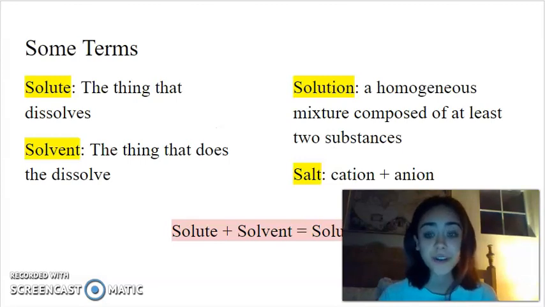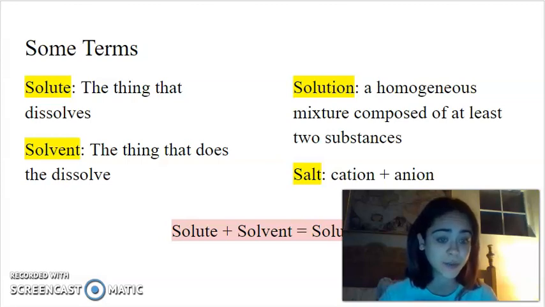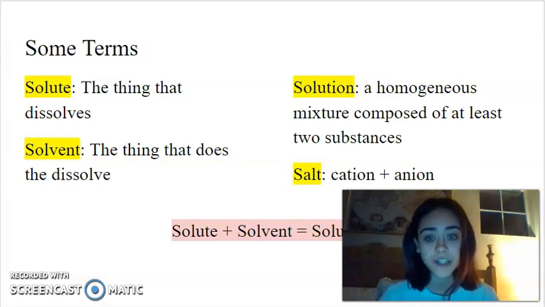Okay, so here are some terms. A solution is going to be a homogeneous mixture composed of at least two substances. Things like air or Gatorade are going to be solutions. A solute is the thing that dissolves in a solution, and a solvent is the thing that does the dissolving.